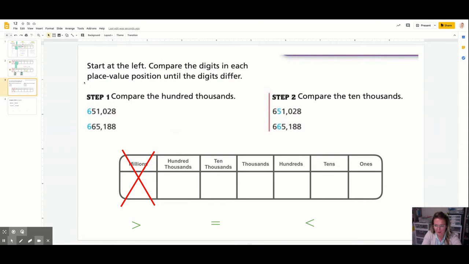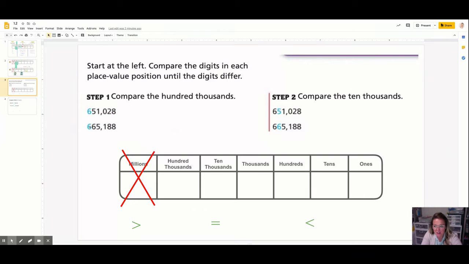Let's try an example here. We're going to start at the left, always left-hand side, and we compare the digits in each place value position. So we have 651,028. We also have 665,188. We can use our place value chart to represent both numbers, just as we did in the previous example. Or in this example, we can move from left to right. So here's step 2, moving to the second digit.